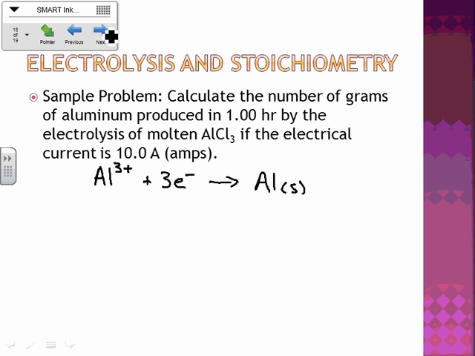So there's our balanced chemical equation that we need for this reaction. Does everybody understand where that came from? Okay, look at what they're asking you for. They're asking you for aluminum, so that's the half reaction that we care about here. All right? I'm starting with 10.0 amps.